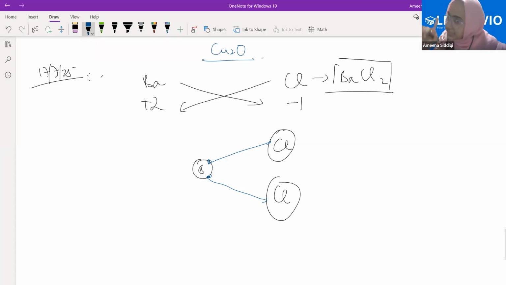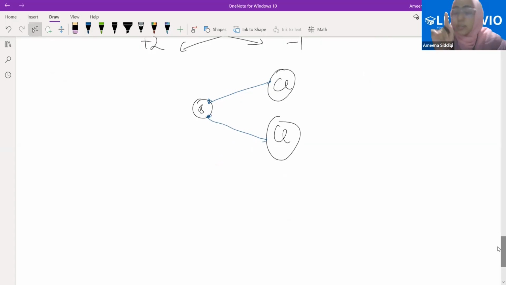Is it clear, beta? Ma'am, but then why is it only one for each? One for each, because remember that the valency of chlorine is -1. It can only gain 1 electron. Are you able to understand that? We cannot give more electrons than the capacity. We have to also look at the capacity. It can only have one electron.